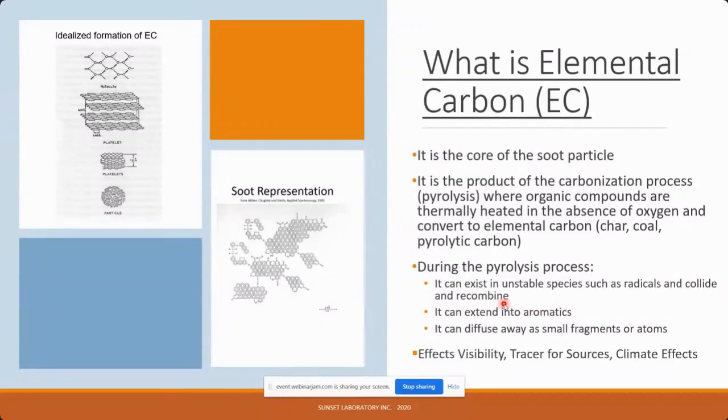heated in. It's important to understand that elemental carbon affects atmospheric visibility. It can be used as a tracer source when understanding where certain types of pollution come from. And then notably, it also has a climatic effect for global climate change.